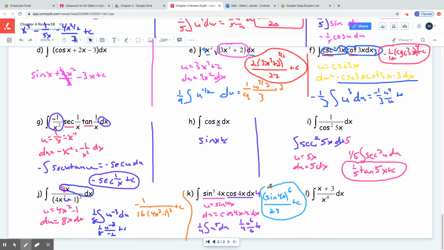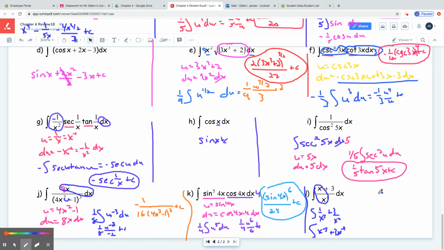All right, finally, last one is L. All right, this is the kind where we need to split up. All right, we split that up, and let me just put a line here. That's x over x to the 4th, which is 1 over x cubed. And this is 3 over x to the 4th, right? Well, we're going to rewrite that as x to the negative 3rd plus 3x to the negative 4th. And that's what we're going to have to take the integral of.